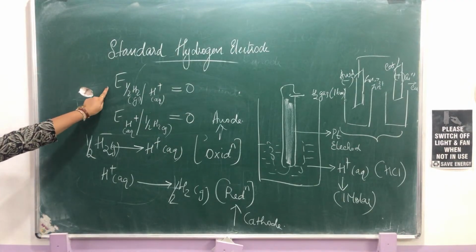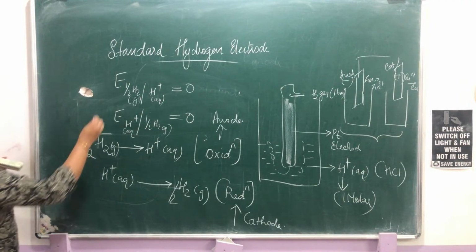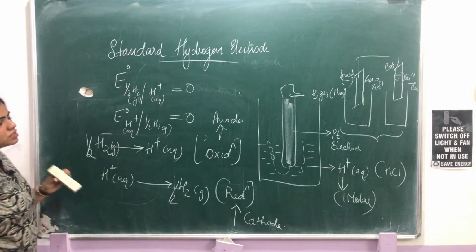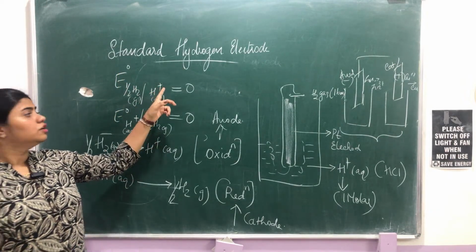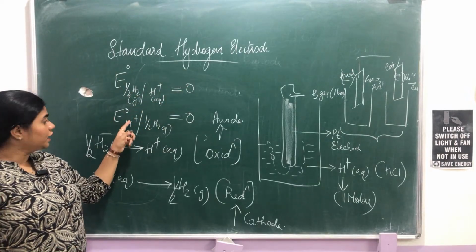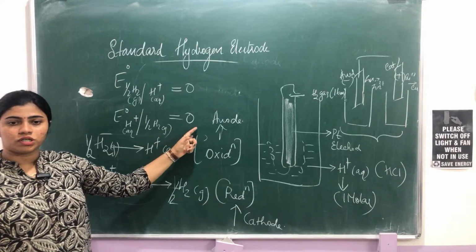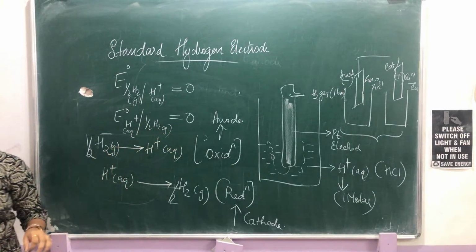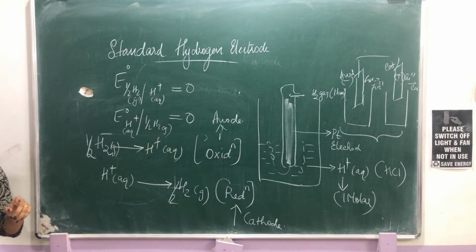Yes, then write down these two equations. You can even write it as E naught, since it is standard, we'll go with E naught. So E naught half H2 bar H plus is equal to 0. E naught H plus bar half H2 is equal to 0. Clear? Any doubt this side, students?